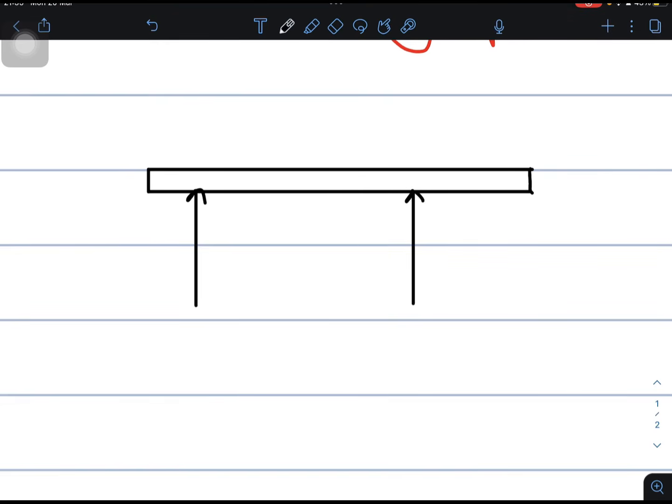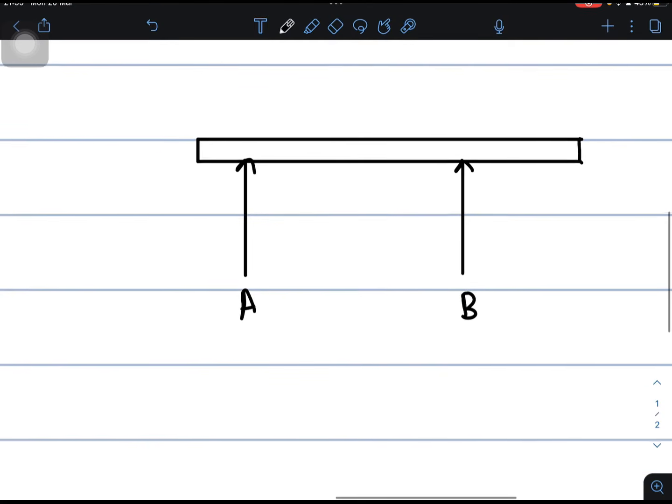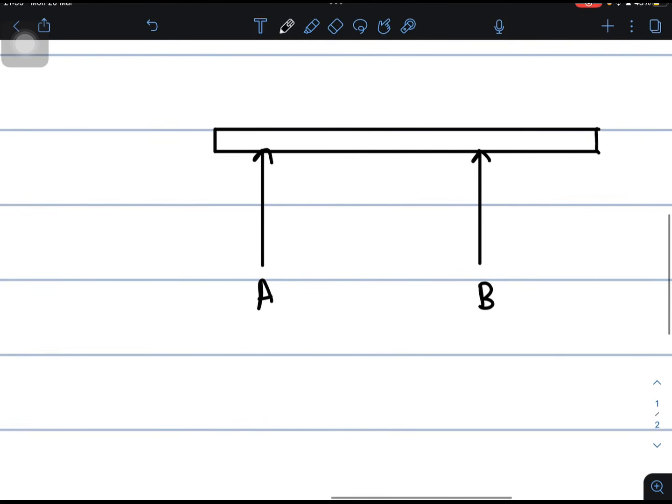Let's say this is support A, this is support B. The question that they will ask us would be to determine what value these supports must have for this beam to remain in equilibrium. So what do we do? We will take moments about each support one at a time.